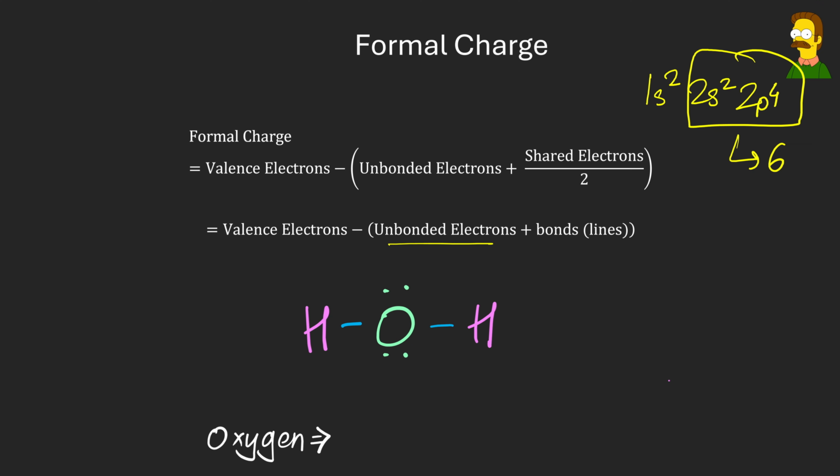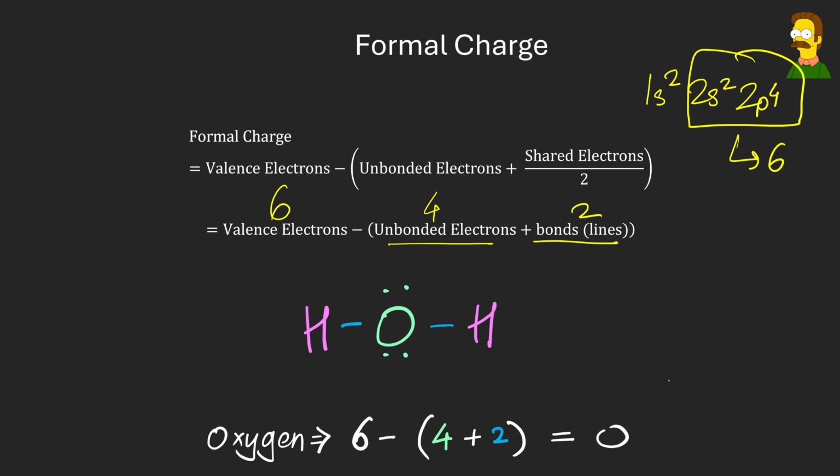Unbonded electrons, how many do you have here? Well, that's these dots over here. These dots showcase the unbonded electrons or lone pairs, but we got to count them separately. So that's 4. This is 6, unbonded is 4, and bonds or lines, which are 2. So I'm going to write all of that together. Look at that. Beautiful. Formal charge is 0.